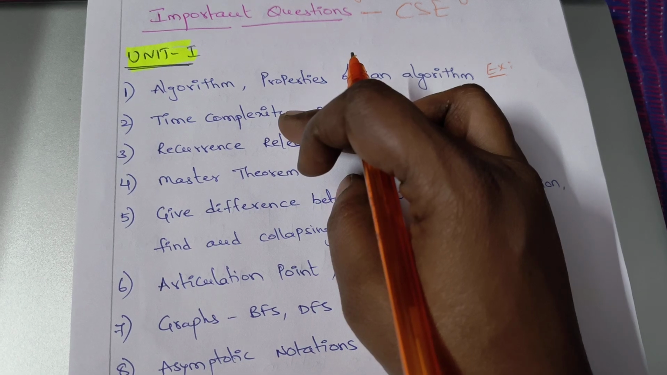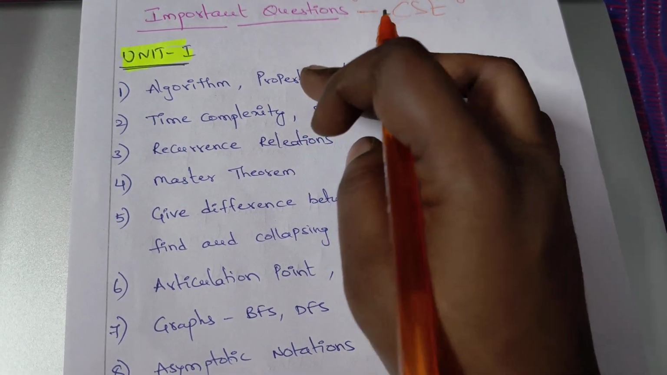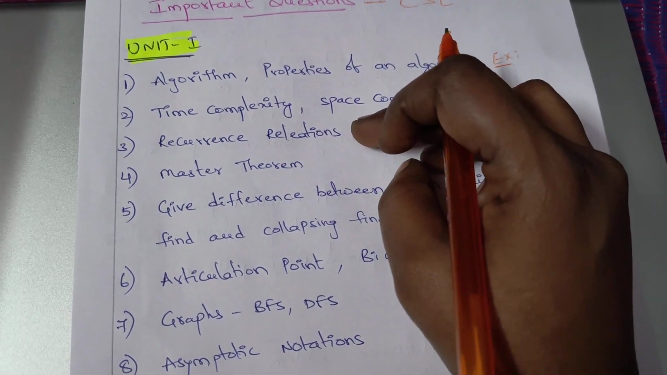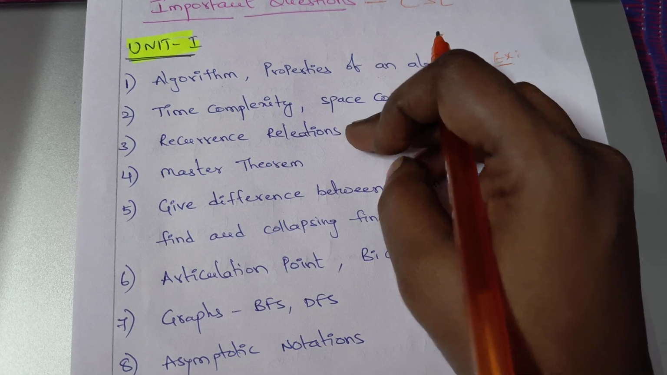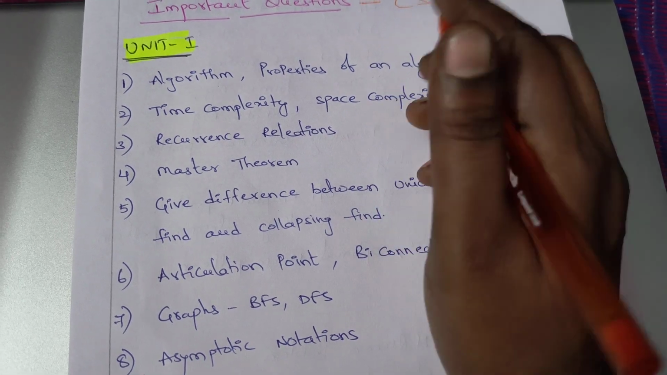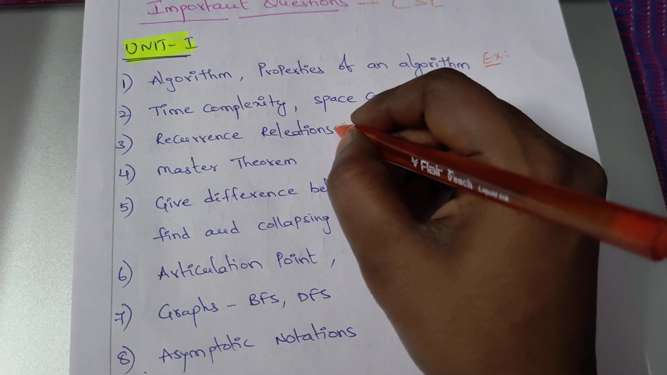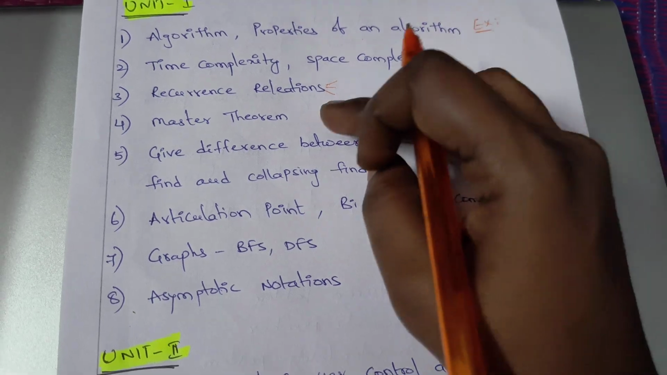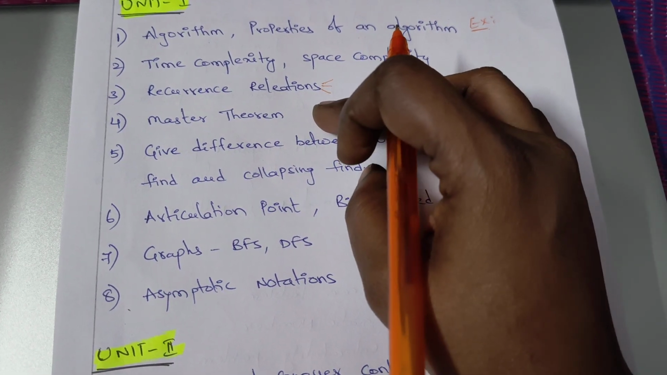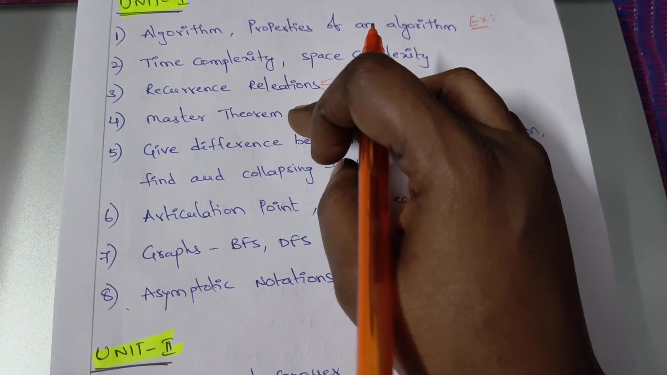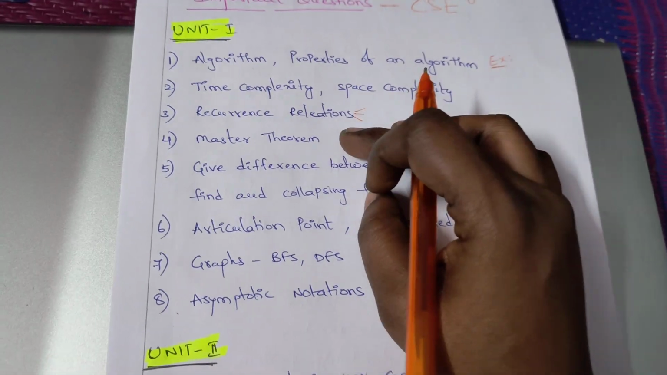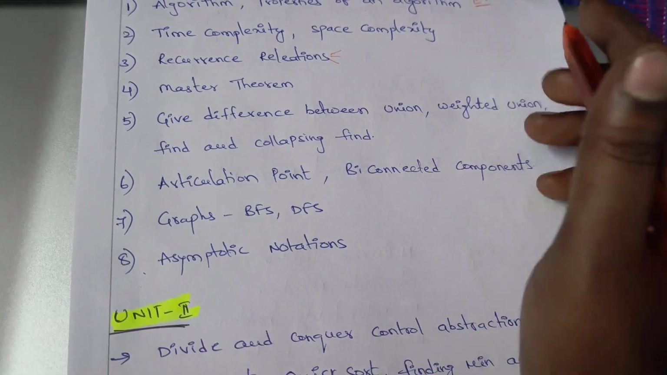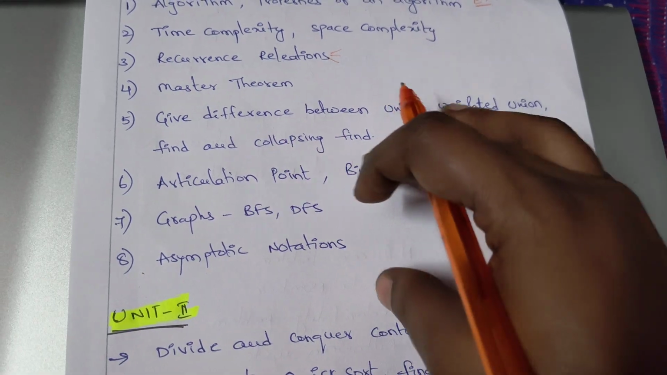In time complexity there are methods: space count, line count, frequency count. Those are methods you have to study. Then recurrence relations. Basically these can be solved using 3 methods: substitution method, recursive tree, and master theorem. All these 3 you have to study. The master theorem is also important, as it has been given for 2 marks many times. Read the 3 cases, and give the difference between union, weighted union, find, and collapsing find.